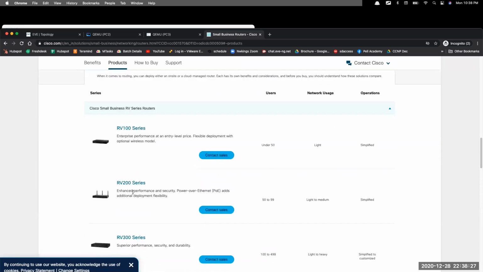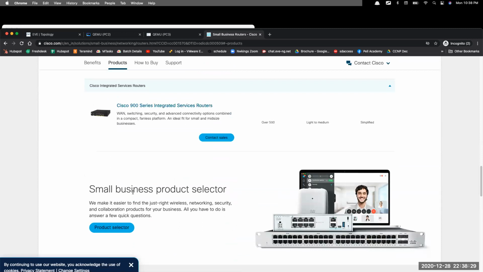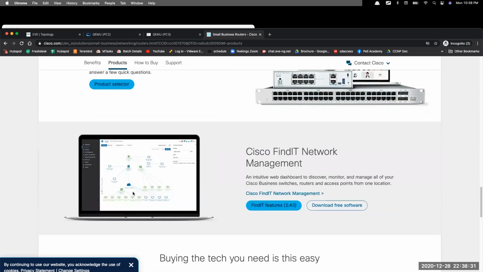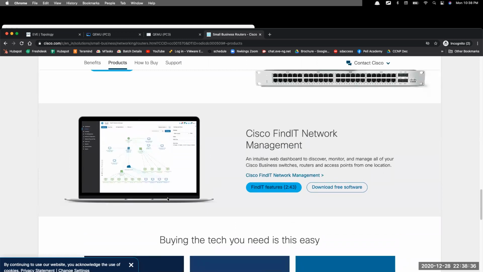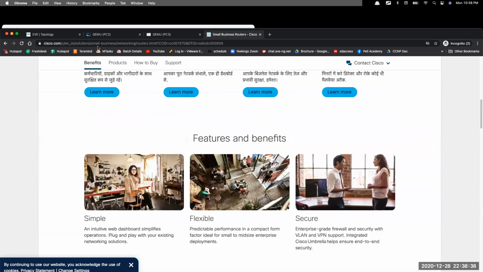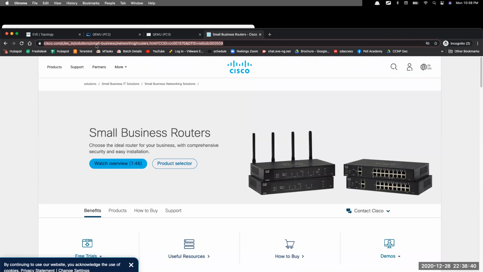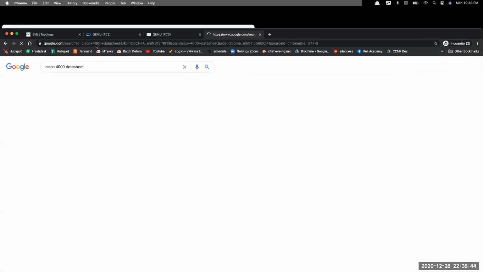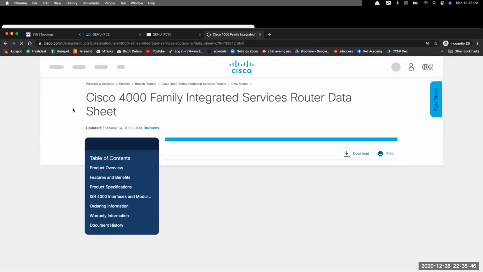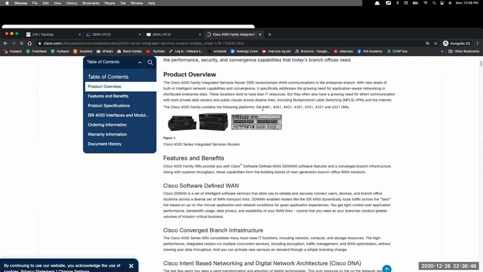Yeah, so you can see a lot of model numbers here. You can check the model number, like the Cisco 4000 data sheet. That is a data sheet, and you can check the Cisco 4000 series has that many model numbers, and they can support these many technologies.